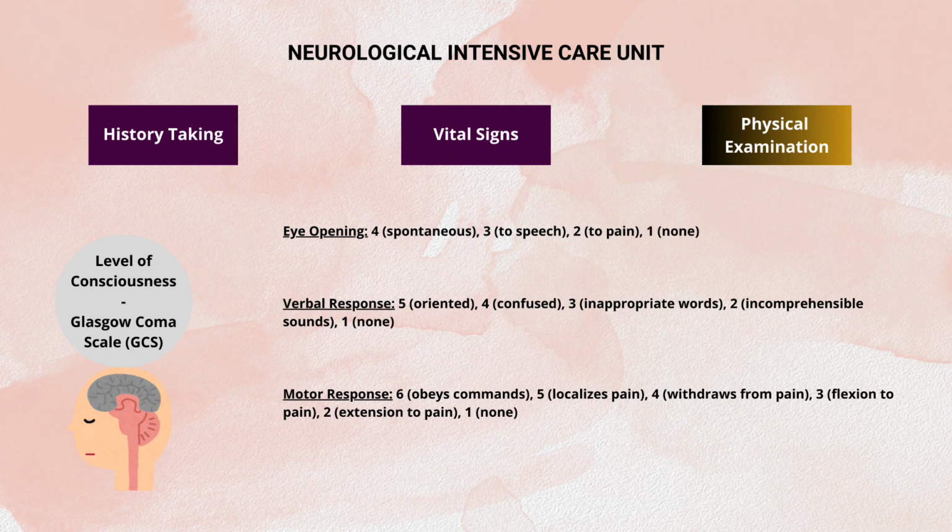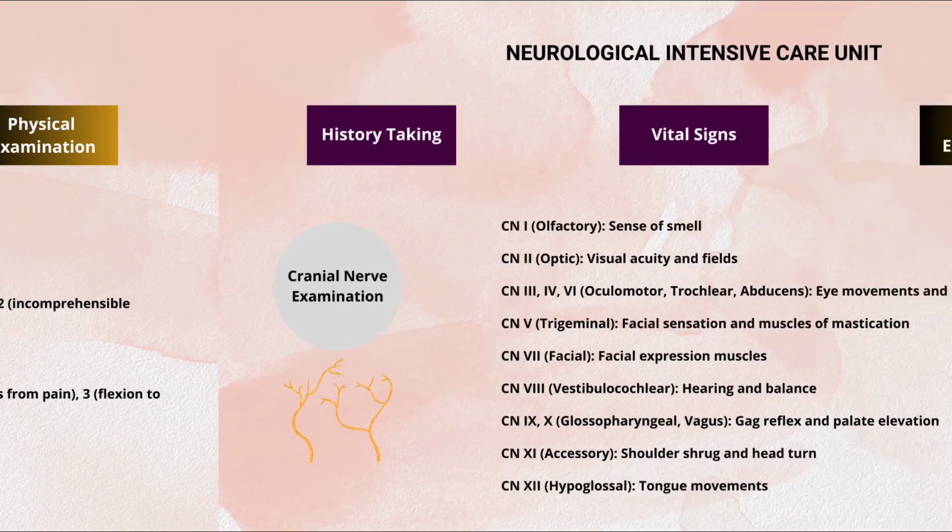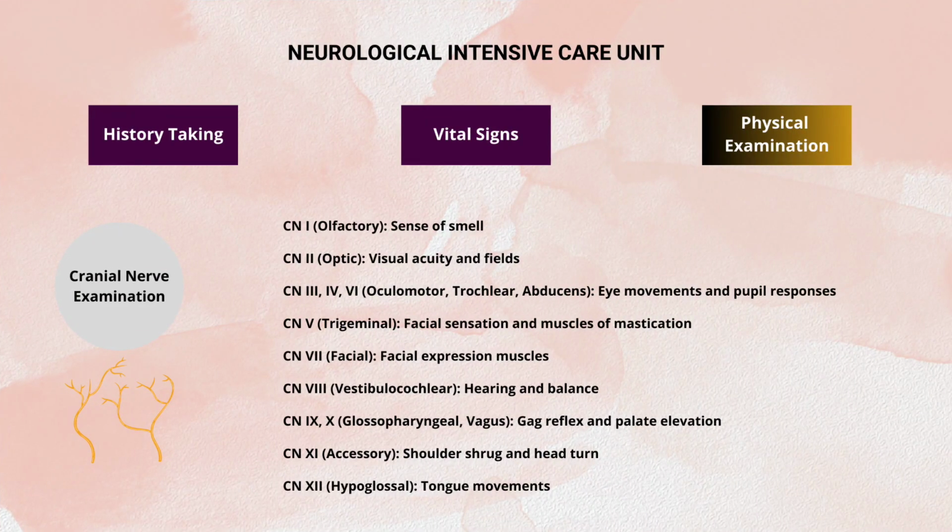Next part in neurological intensive care unit examination is physical examination. Check for level of consciousness by Glasgow Coma Scale. To know more about GCS, watch video on Glasgow Coma Scale. Cranial nerve examination should focus on all 12 cranial nerves.